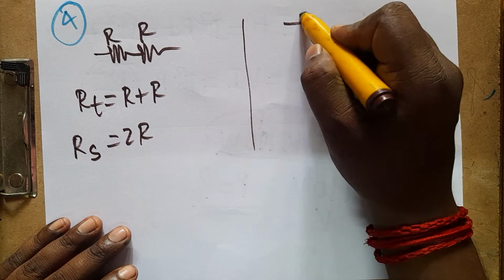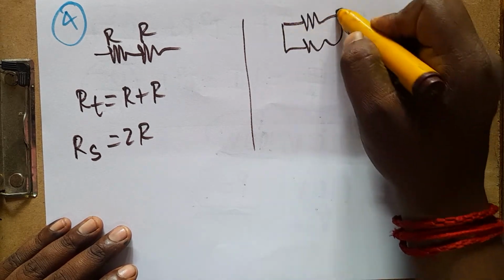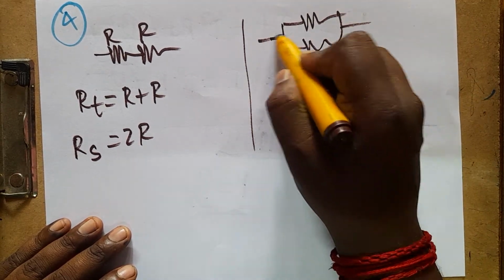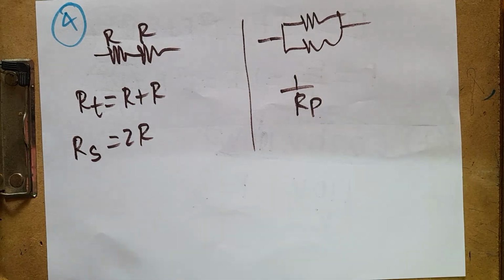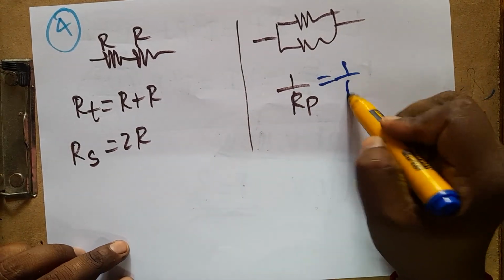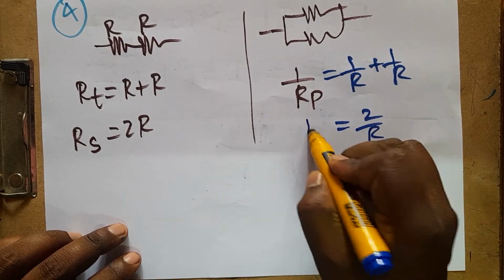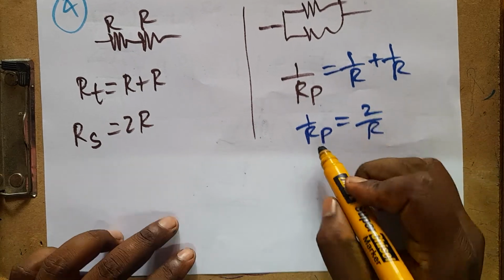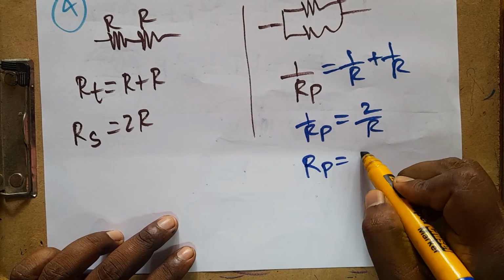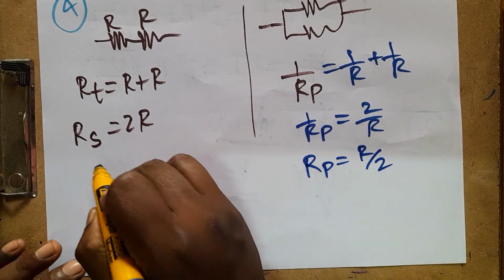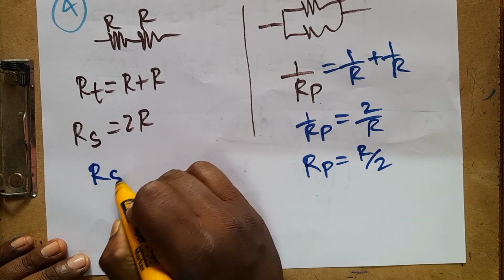The second condition is 2 resistances in parallel. What can we write? For parallel, 1 by Rp is equal to 1 by R1 plus 1 by R2. That is 1 by R plus 1 by R, identical resistances, so 2 by R. So 1 by Rp is 2 by R. Flip the equation: Rp is equal to R by 2. Here it is parallel; in series it is 2R.